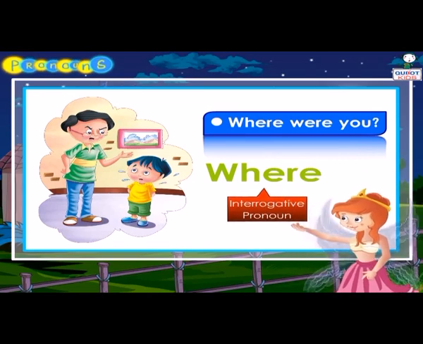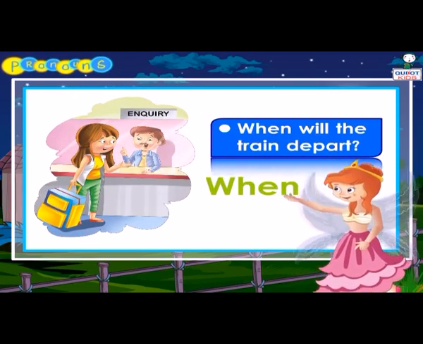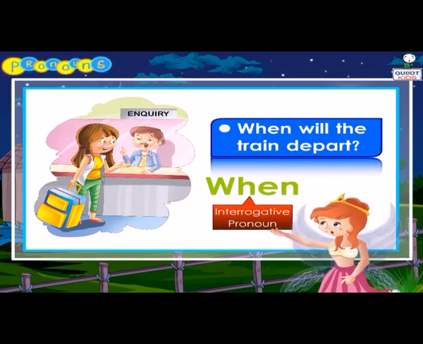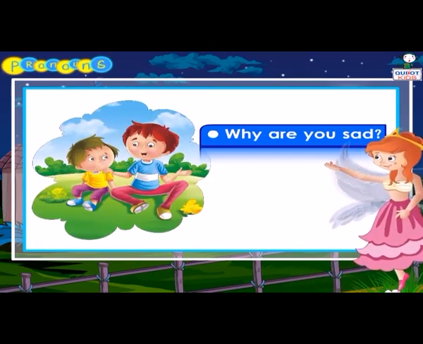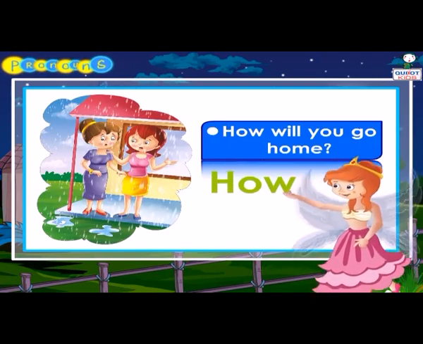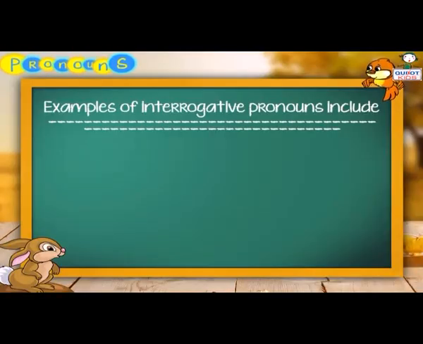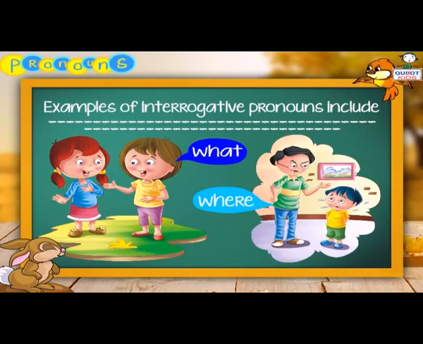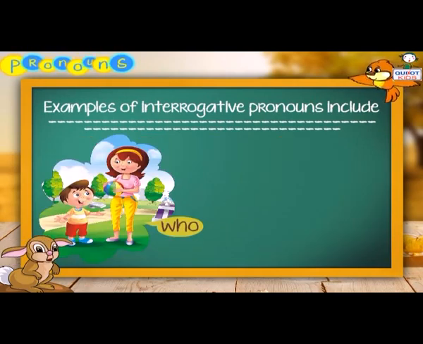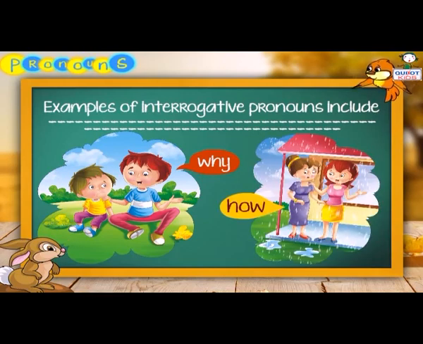Where were you? Where is interrogative pronoun. When will the train depart? When is interrogative pronoun. Why are you sad? Why is interrogative pronoun. How will you go home? How is interrogative pronoun. Examples of interrogative pronouns include what, where, who, when, why, and how.